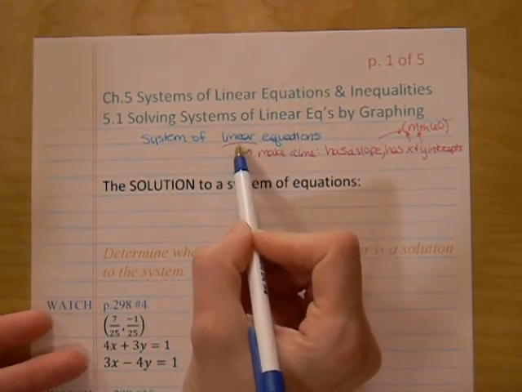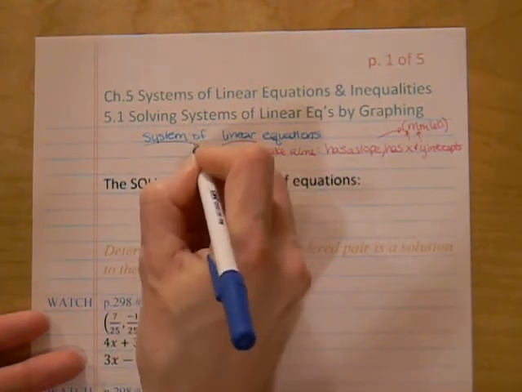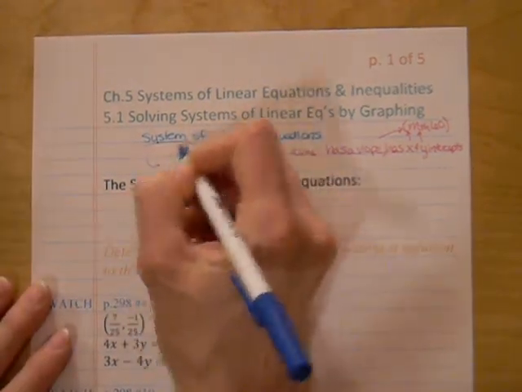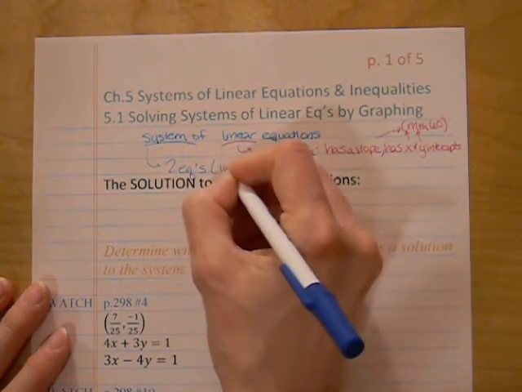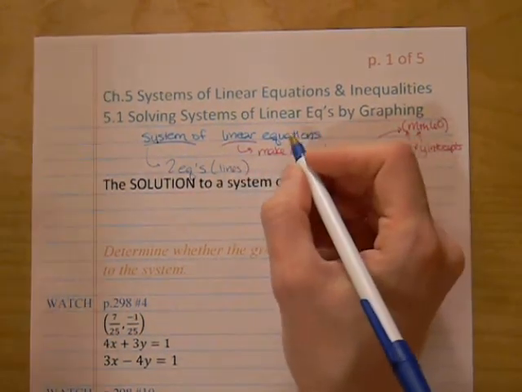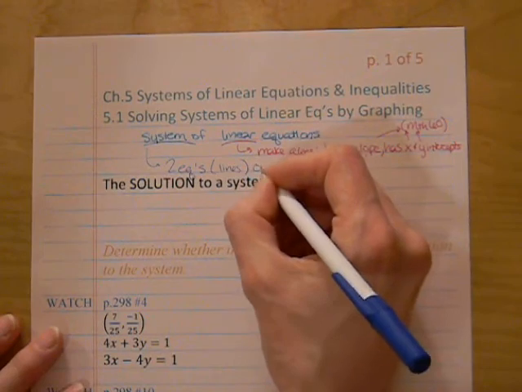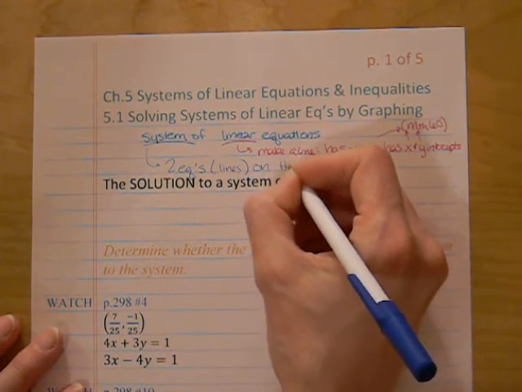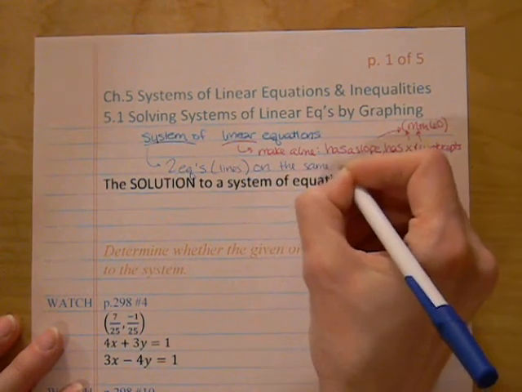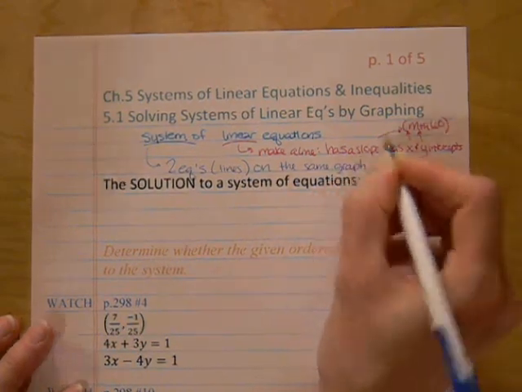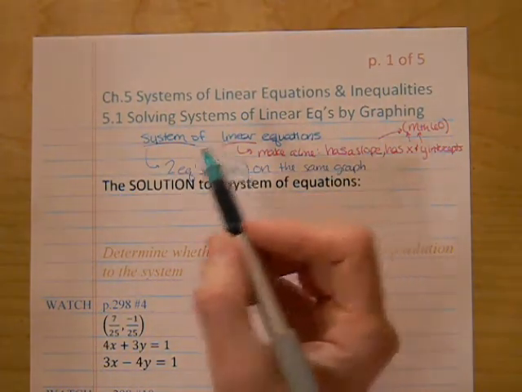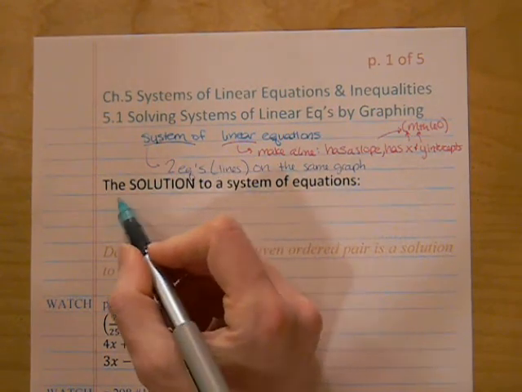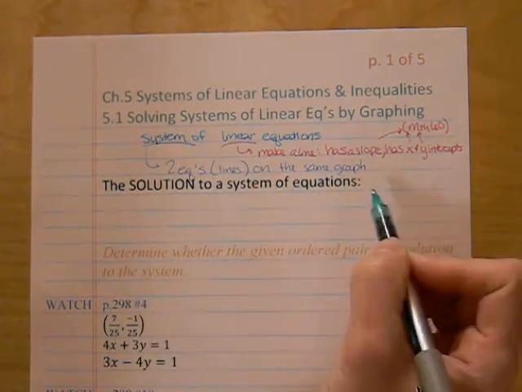So that's what it means to have linear equations, but to have a system, what does that mean? That means that we have two equations or lines that are working together, or being looked at together. Another way to think of that is they're on the same graph. And part of what we're going to do with systems is to find the solution to a system of equations.